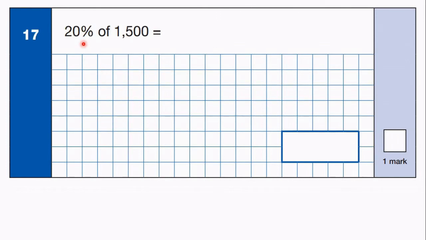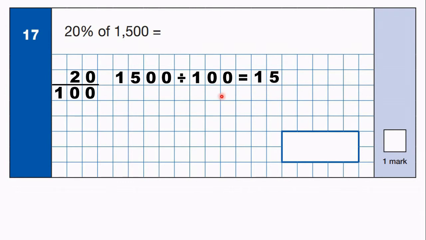Question 17. Find 20% of 1,500. So remember that a percentage is just a fraction over 100. So to find 20%, we can find 20 hundredths of a number. So when finding a fraction of a number, we start by dividing by the denominator, and 1,500 divided by 100 is 15, because we can cancel the zeros and do 15 divided by 1.